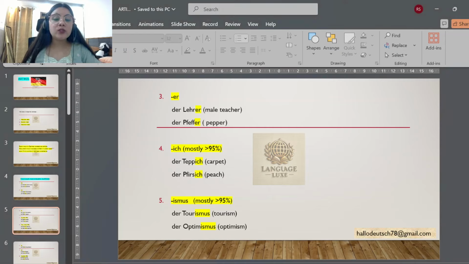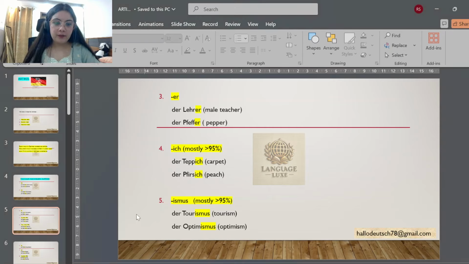Then we have -ismus. Again, mostly 95% it is masculine. Obviously, there are some exceptions, and any exception can come, but mostly if there are these suffixes, then it will be masculine. For example, der Tourismus. Ismus is coming, which means it will be masculine. Tourismus means tourism. Then der Optimismus. Ismus is coming at the end, so it will be masculine. Optimism.